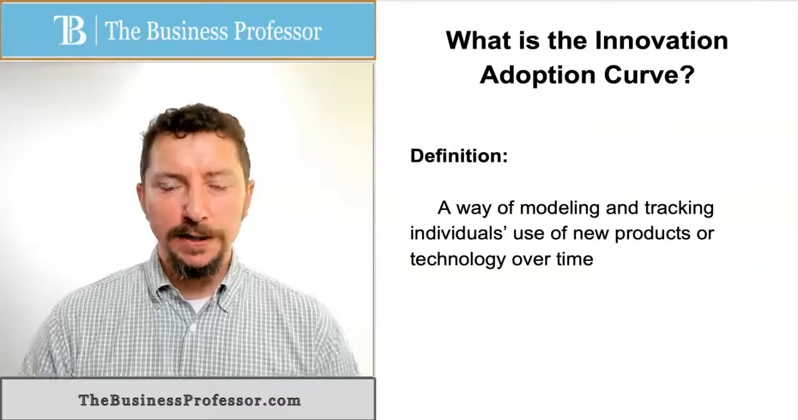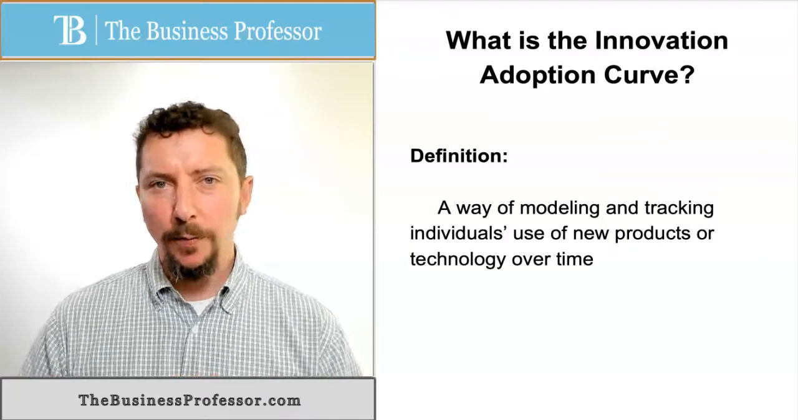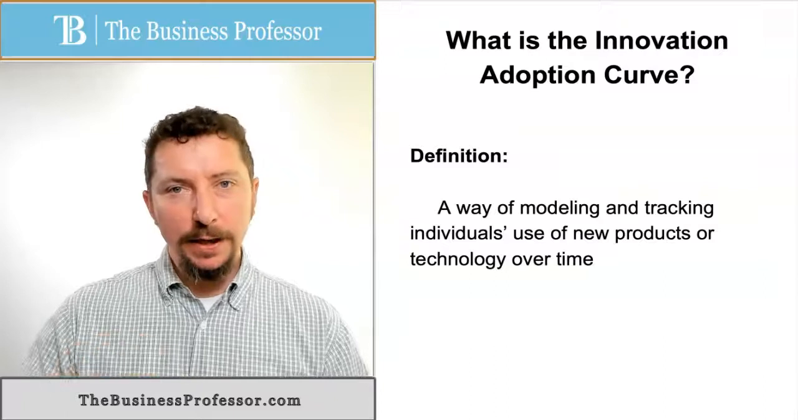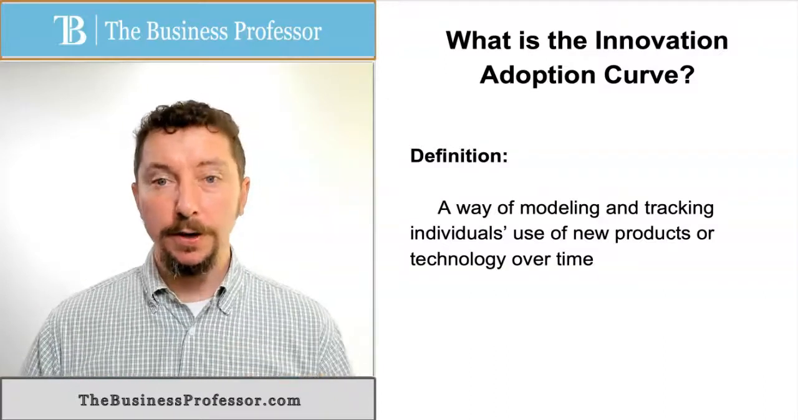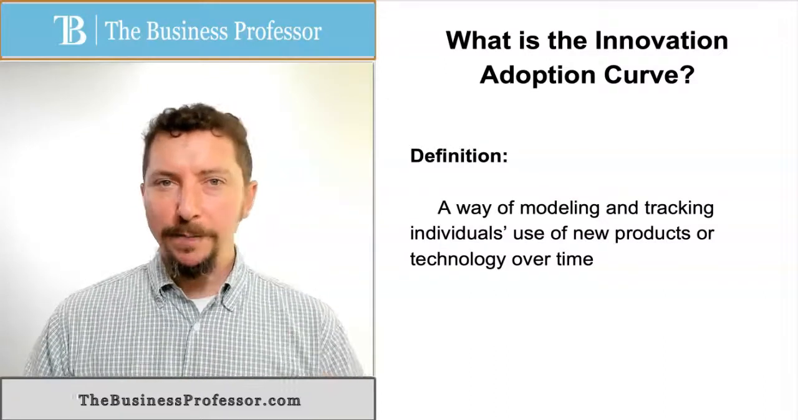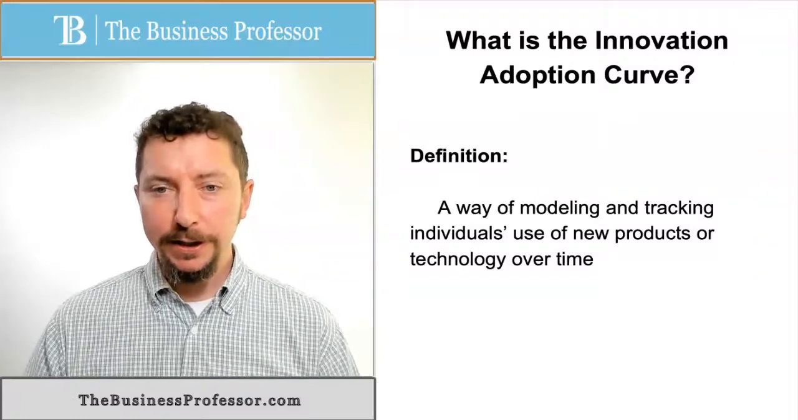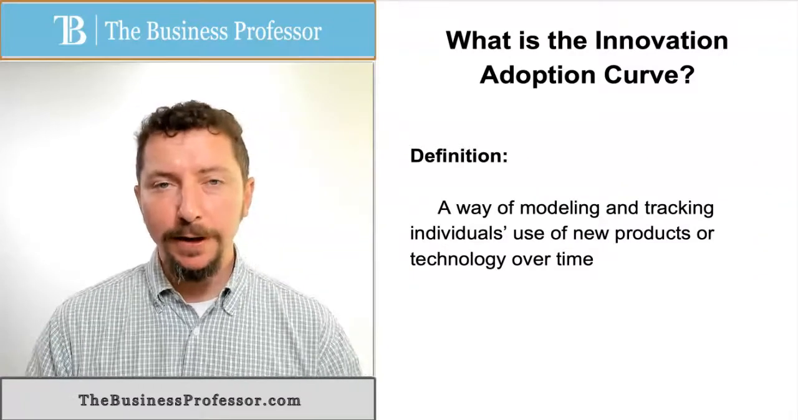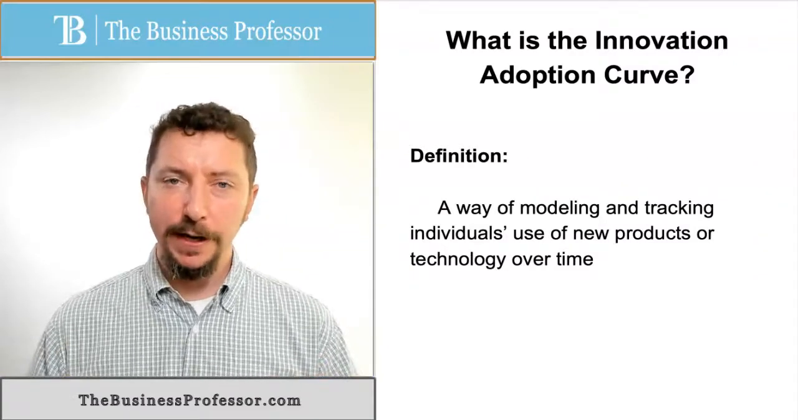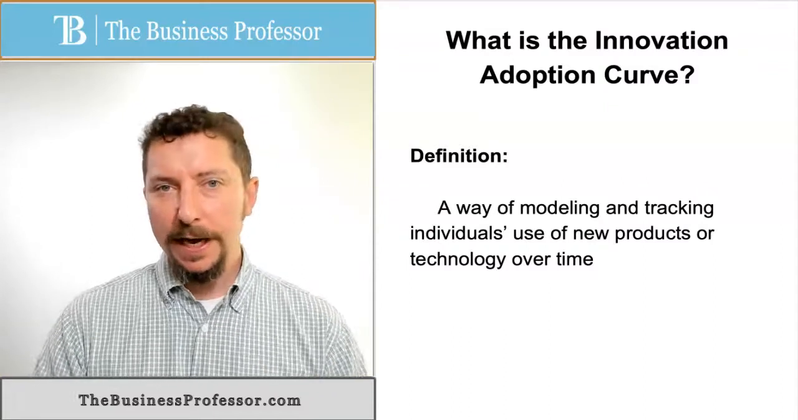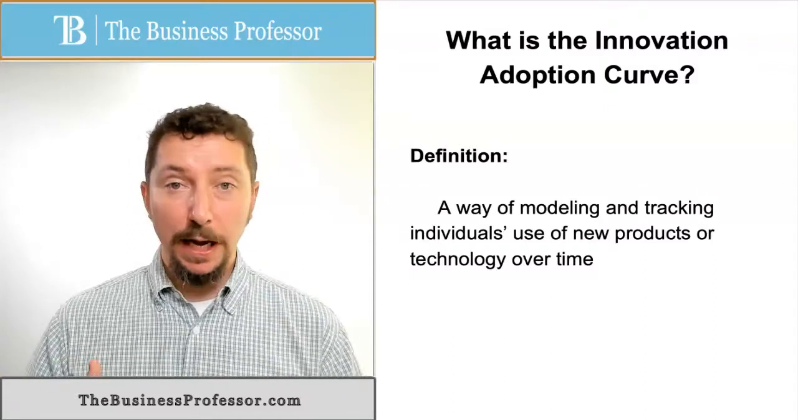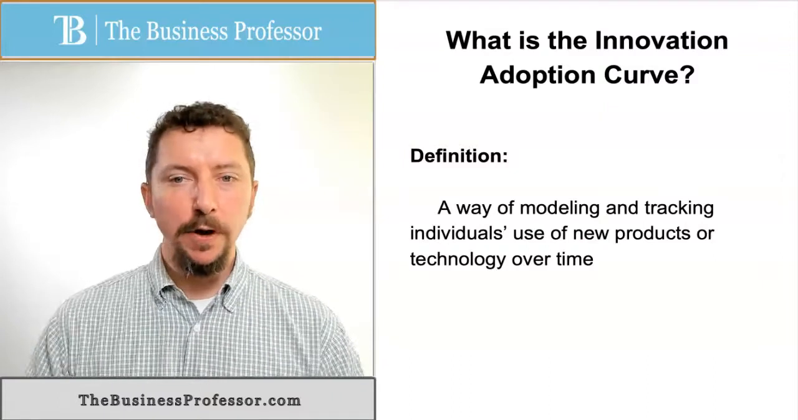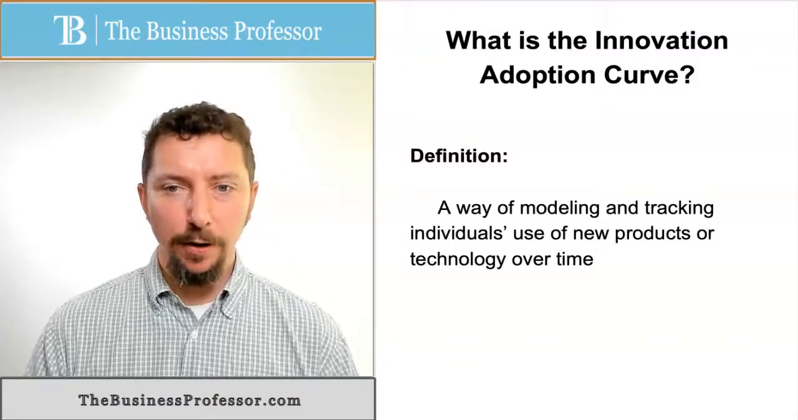All right, so as marketers, we design our promotional strategy to try to get a certain message across to a certain audience. But what that message should be and who that audience is that we should target depends on a lot of different things. One thing that it can depend on, depending on what type of product we have, is something called the innovation adoption curve.